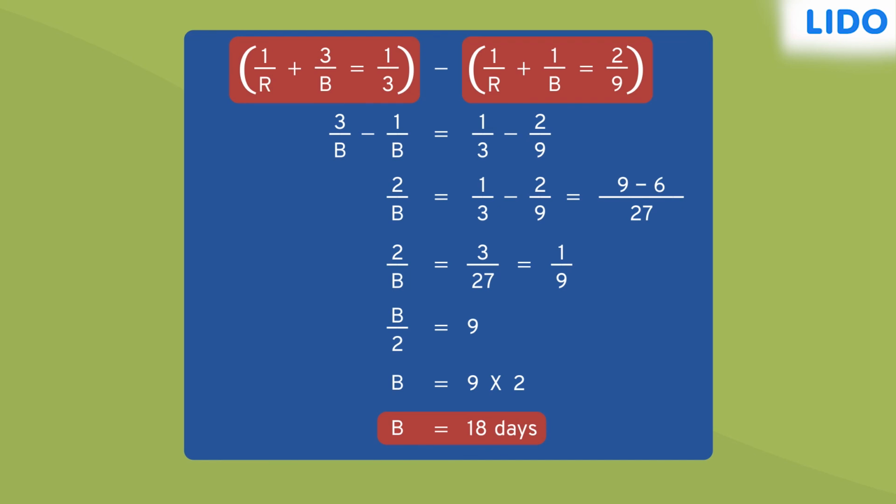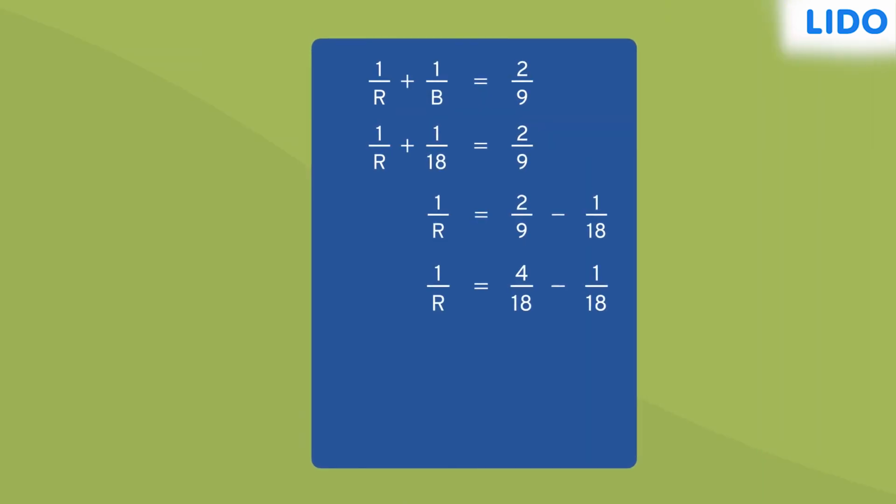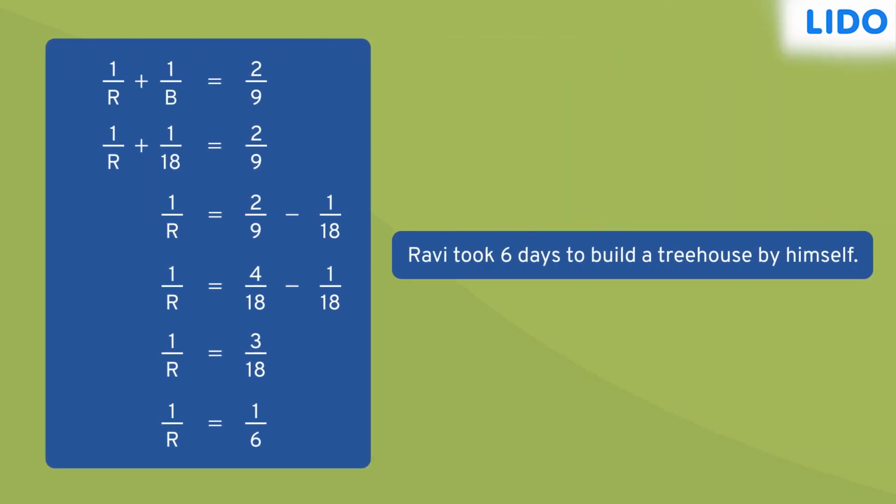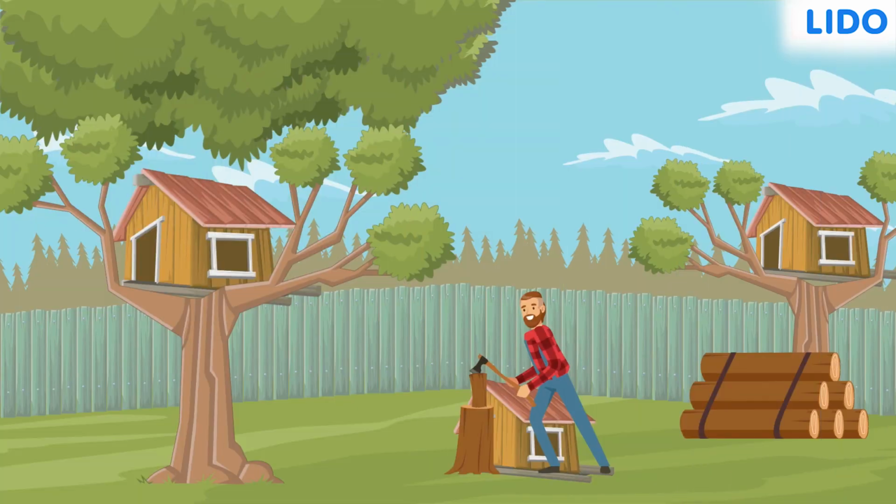Let's substitute the value in equation 2. Hence, Ravi took 6 days to build a tree house all by himself. Well, look, the construction is almost complete. Don't the tree houses look beautiful?